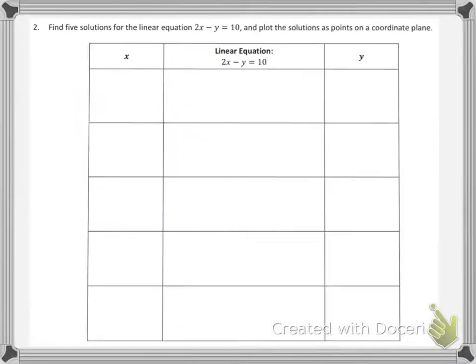All right, number 2. 2x minus y equals 10. We're going to do the same thing. I'm going to start with a 0. And if I put a 0 in there, that's 2 times 0 minus y equals 10. So let's see, 2 times 0, that's 0, and I get negative y equals 10. Well, that's not what I want. I don't want to know what the opposite of y is. I want to know what y is.